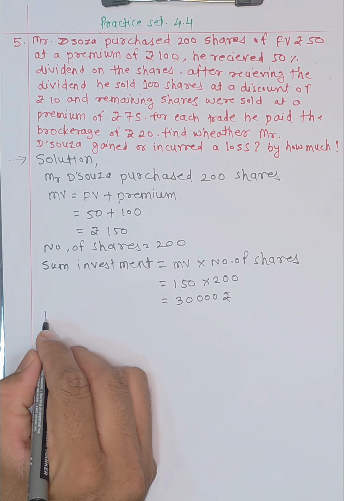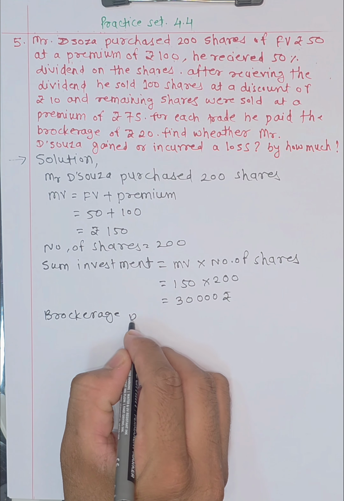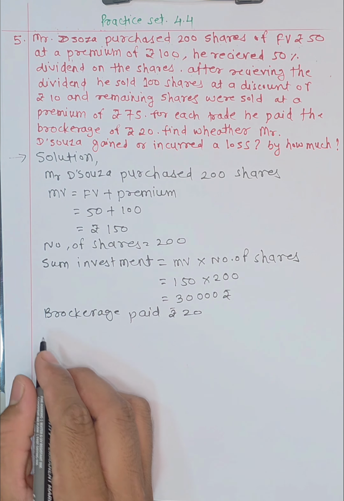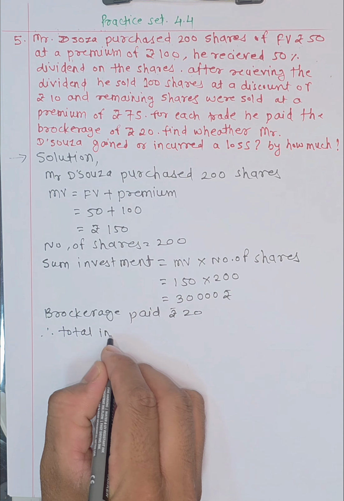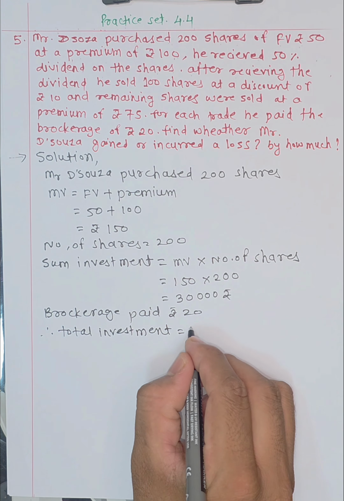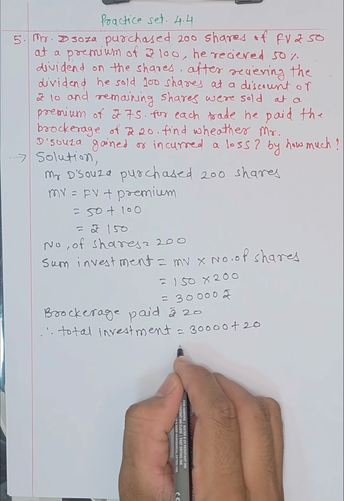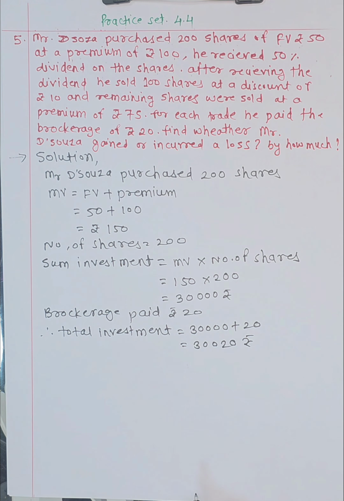Brokerage paid is rupees 20 at the time of purchase. Total investment is equal to 30,000 plus 20. We have to add brokerage while we are purchasing the shares.